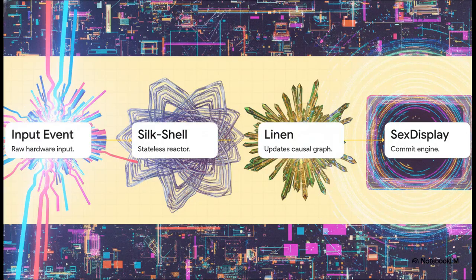And the pipeline flow for this UI stack is beautifully simple, moving perfectly through a single address space. Here's how it works. Raw input events flow straight into Silk Shell. Silk Shell then translates that input for Linen to update the scene, and finally, SexDisplay steps in to commit that exact mathematical state right to your screen. Let's actually break down these three revolutionary components one by one because they are fascinating.